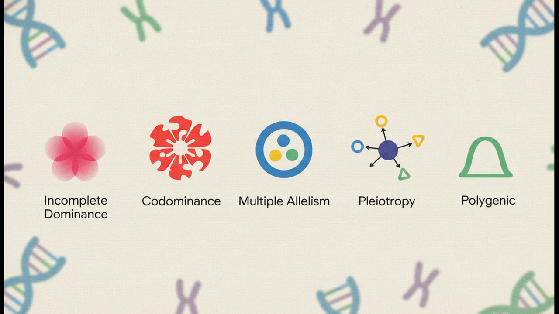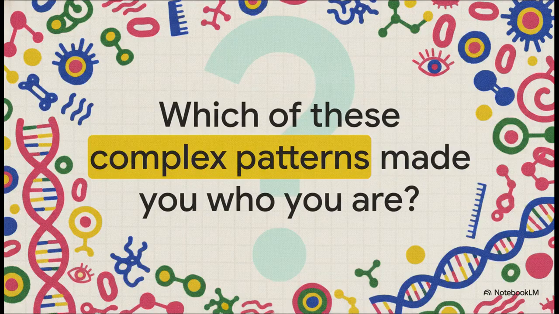Codominance allows traits to proudly coexist without having to compromise. Multiple allelism expands the entire menu of genetic options in our population. Pleiotropy shows us just how deeply interconnected our biological systems are to single genetic anchors. And polygenic inheritance paints our traits with the fine, continuous brushstrokes of multiple genes. Simple dominant and recessive interactions gave us the foundation, sure, but these 5 patterns, they give us the real complexity of life.